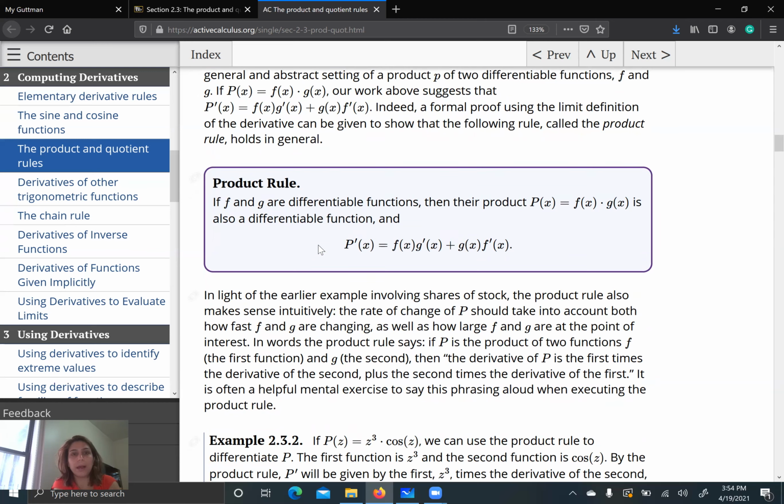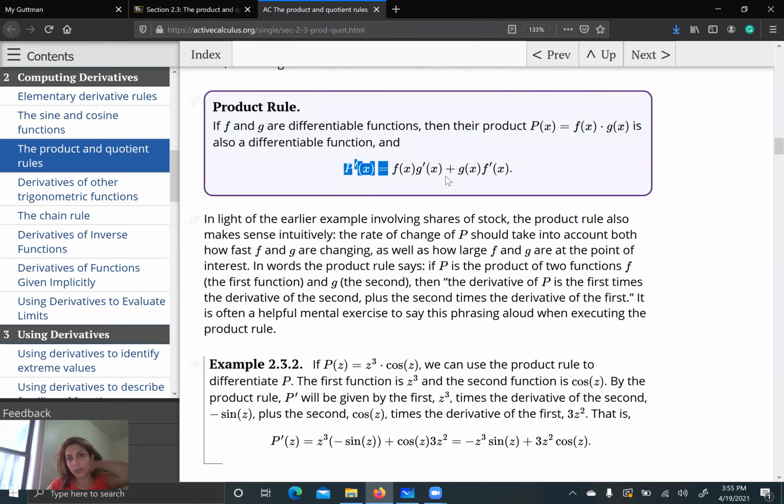But let's see what the conclusion is. What is the rule about the product of two functions? The rule says that if you have two functions, f and g, both of them differentiable, meaning that the derivative exists, then if you multiply them, you create a new function, which you call p of x, the product of these two functions. Then you can use this formula to calculate the derivative. And I'm going to state that rule here.